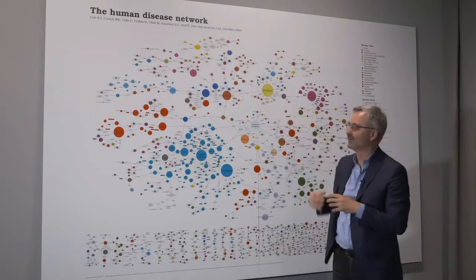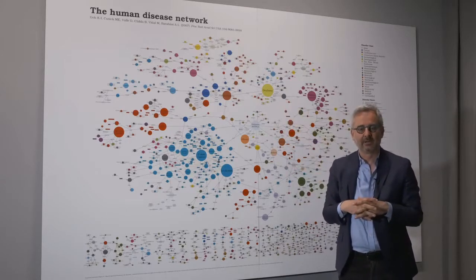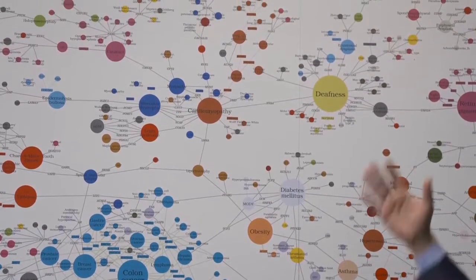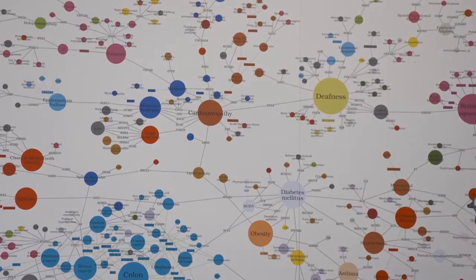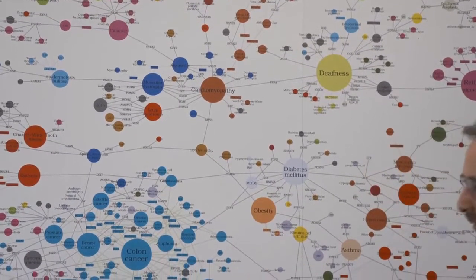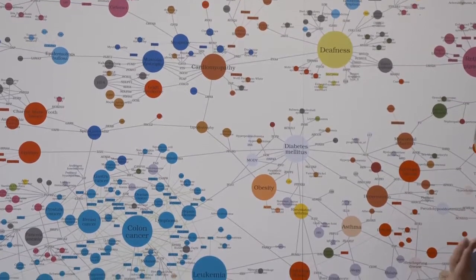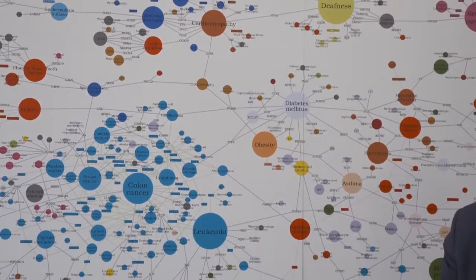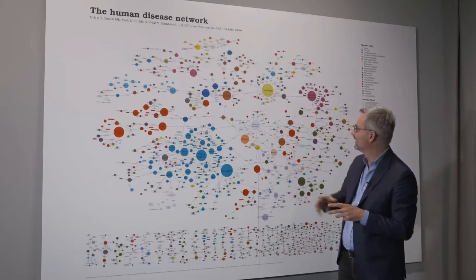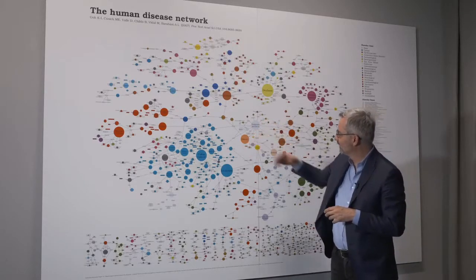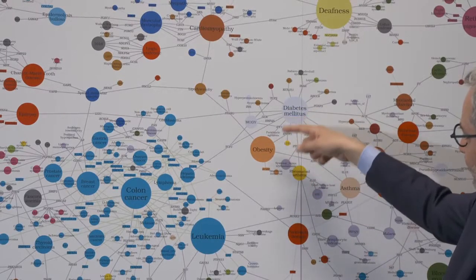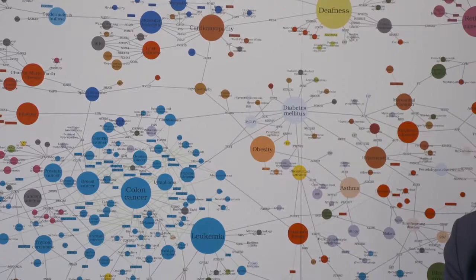So you see deafness as the biggest node here, because about 33 different genes were associated with that. The colors of the nodes correspond to different classes of diseases. For example, here you have mostly cancers in blue, and two diseases are connected to each other if the same gene is responsible for both of them. So for example, when you look at diabetes and obesity, these are very related diseases, and they have multiple genes that link them together.